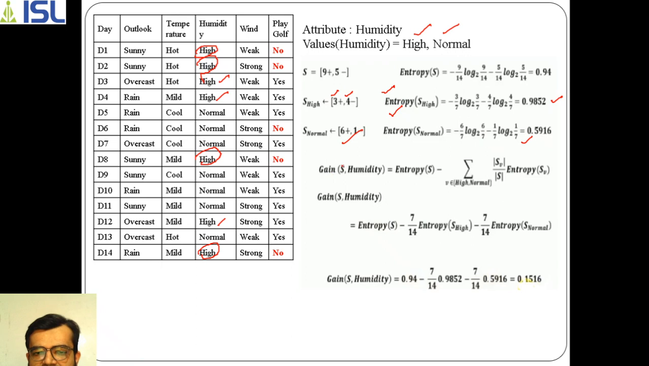Now again for humidity, if I want to calculate the information gain, I have to calculate the entropy of the complete set minus, what is this? The entropy of the attribute. For the entropy of the attribute, what are the values? High and normal are there. So we take high and normal along with their probabilities. 7 times high are coming here and 7 times normal are coming there, among 14 data values. Now if you calculate the information gain for humidity, you will get 0.1516. So all of these values have been calculated here.